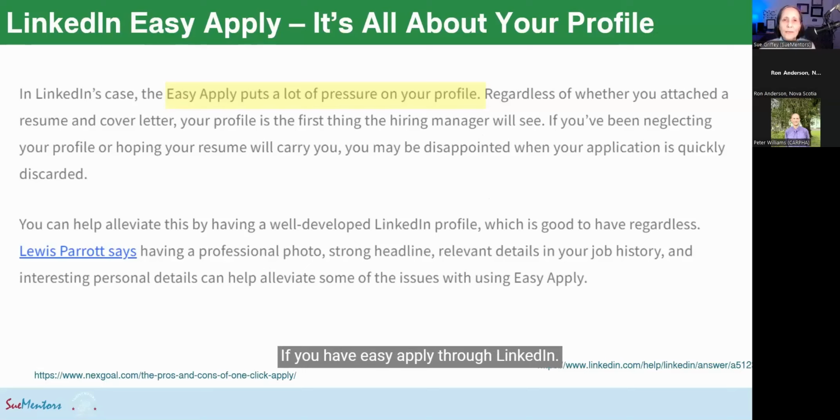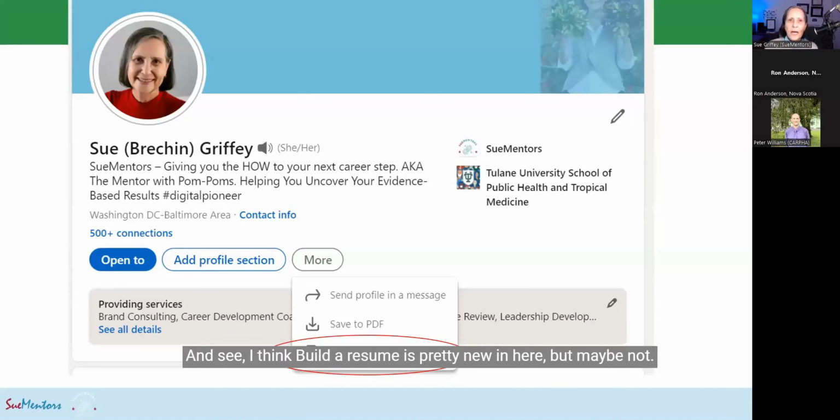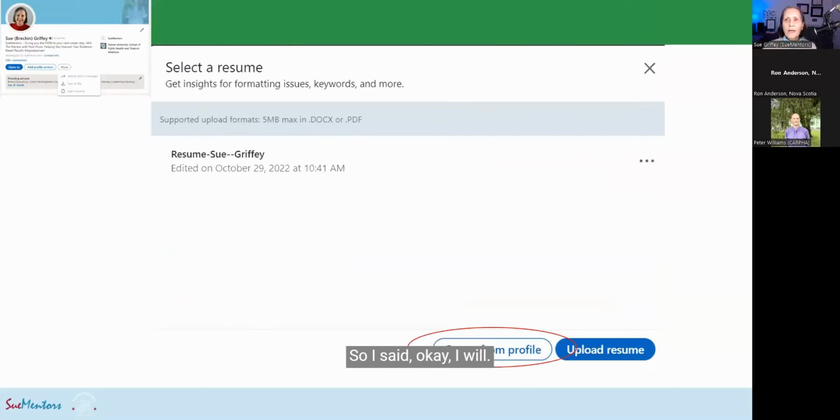If you have Easy Apply through LinkedIn, what's LinkedIn going to do? It's going to use the data you entered. If you didn't enter data, it's not in there. So I did discover, and I need to go back because I did a screenshot of this for Save to PDF a few months ago, I think Build a Resume is pretty new in here, but maybe not. There's no way to check. But it allows you to build a resume. So I said, okay, I will.